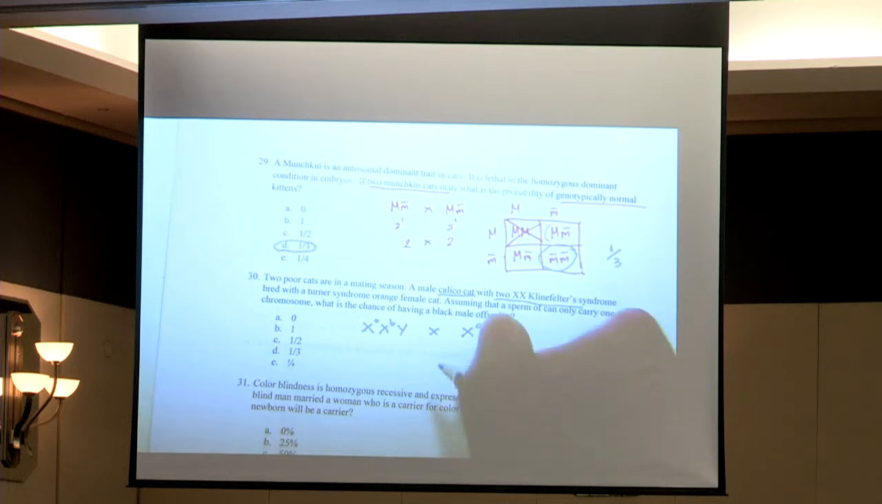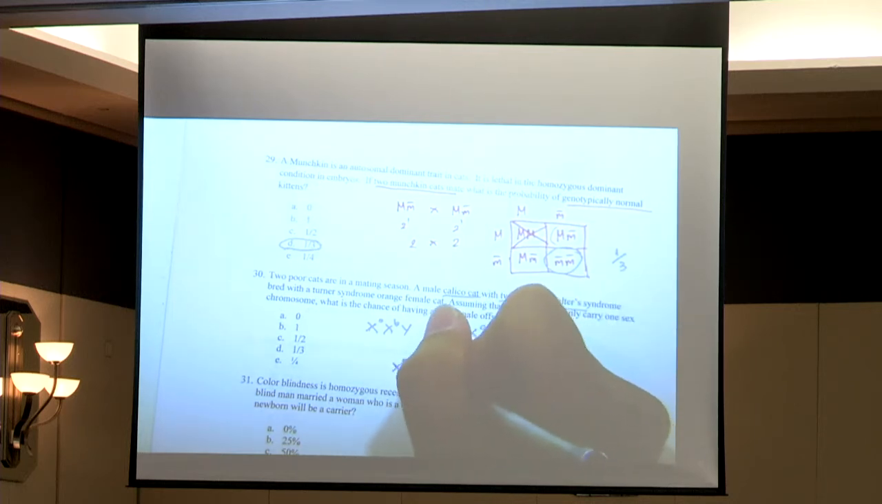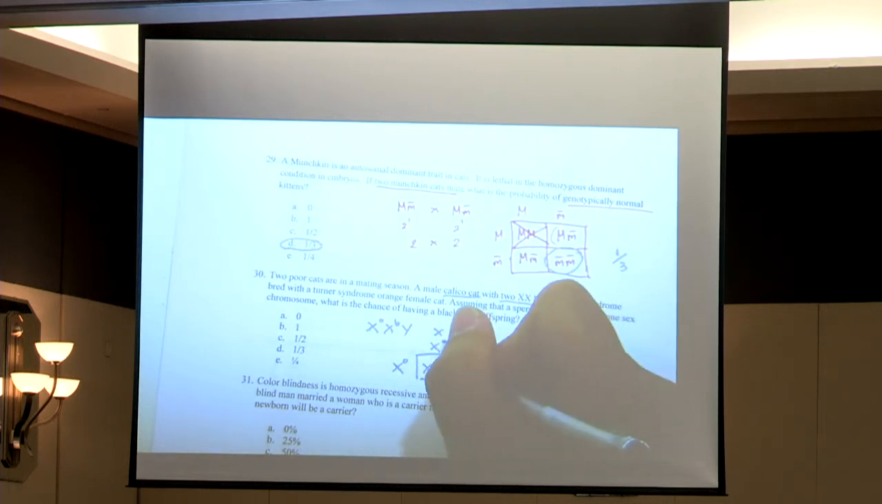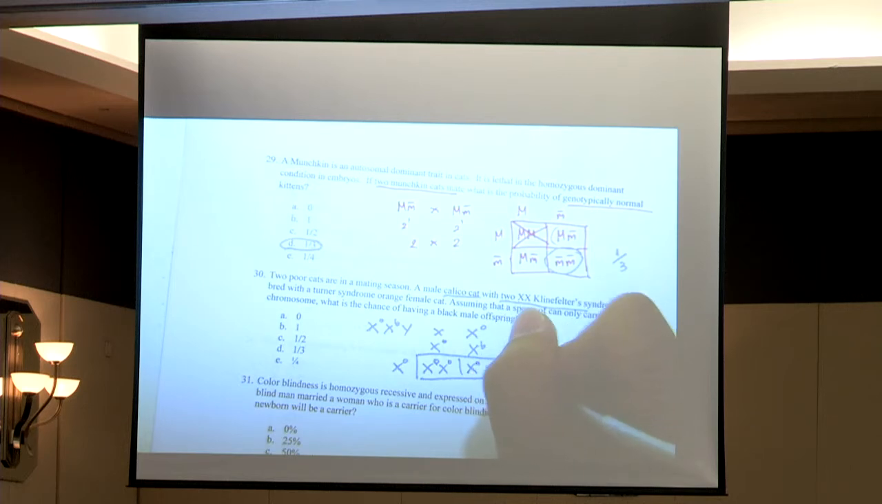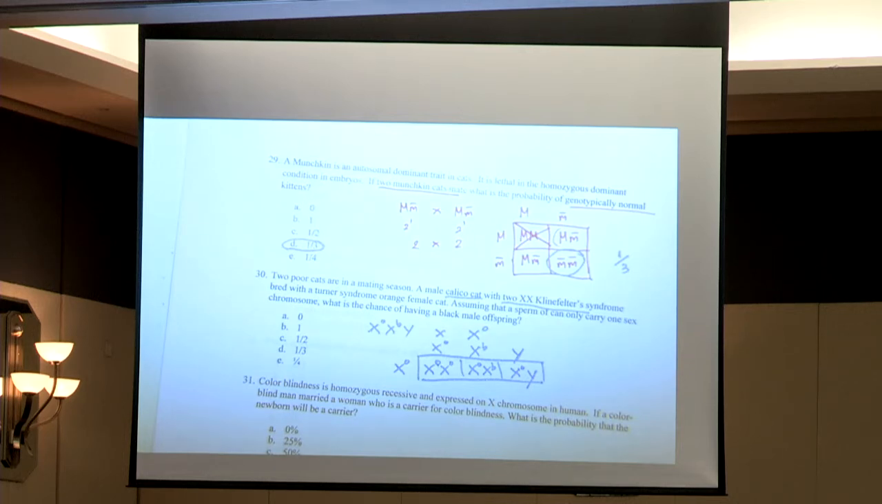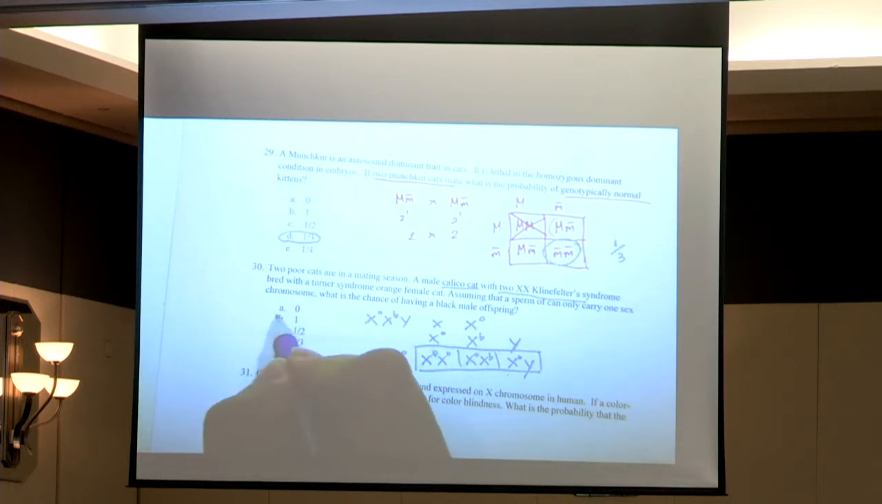So in this case, you're going to have these three boxes, right? This one will be XO, this one will be XO from the male, XB from the male, and Y, right? So we cross this, we have XO, XO, XO, XB, XO, and Y. The question asks, what is the chance of having a black male offspring? Zero, right? The male one is the XY, and we only have XO on the X chromosome, so that means we don't have any black male offspring. So the answer is A.